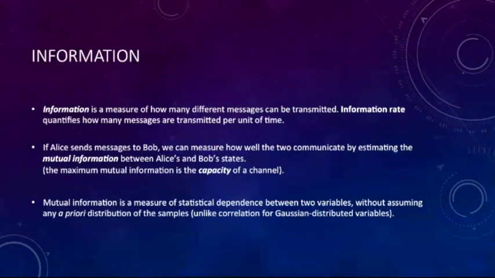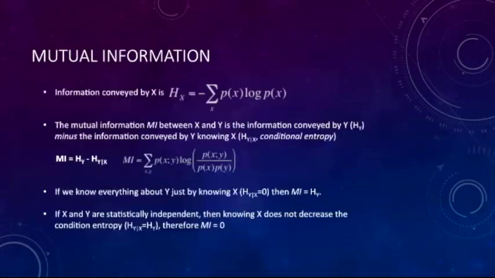And as I say, it's a very powerful universal measure that measures the statistical dependency between two variables without assuming any distribution of the samples, right? The exact opposite, for example, would be correlation. Correlation assumes that the variables are distributed in a Gaussian distribution. All right? So very universal.